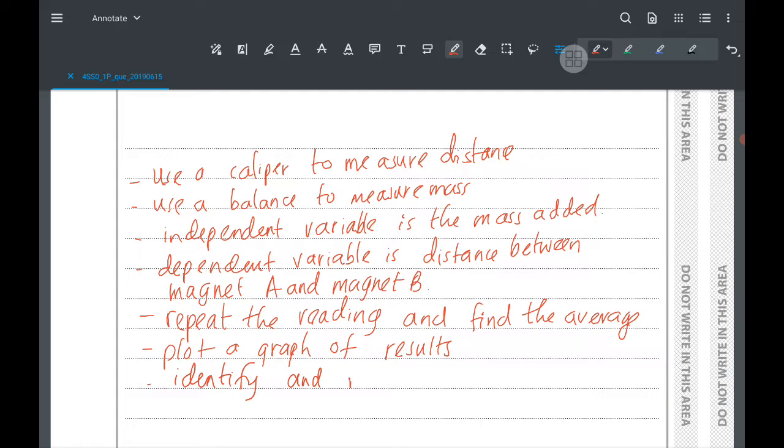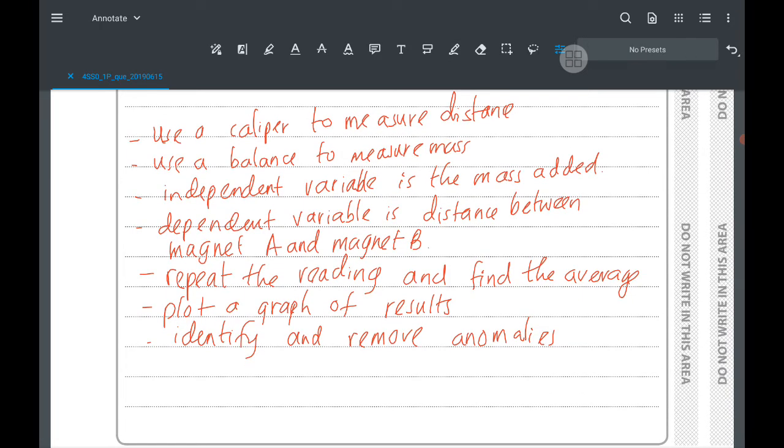Identify and remove anomalies. And also, when we are doing this measuring, you can use a set square to take the accurate reading. Use a set square to get accurate readings.